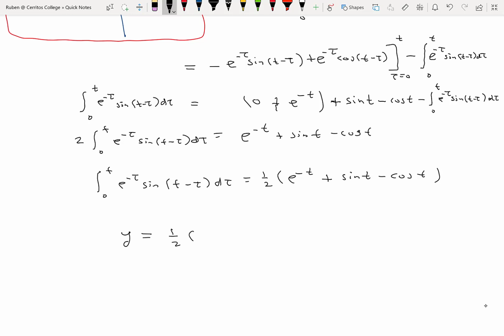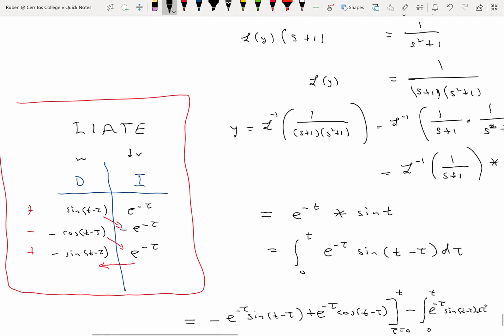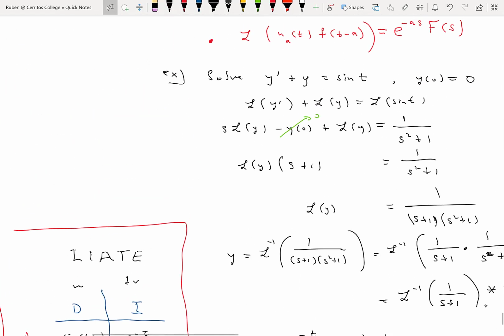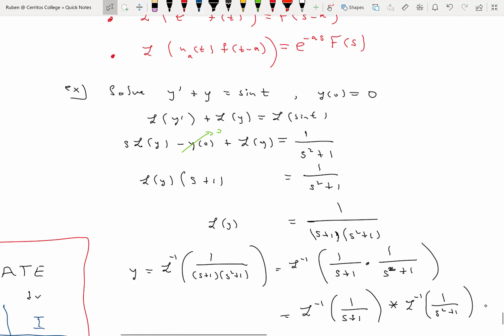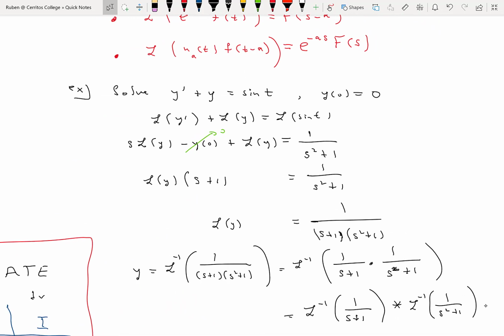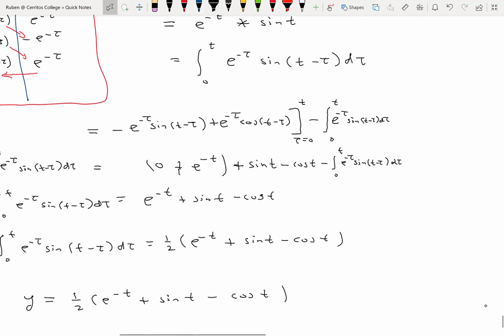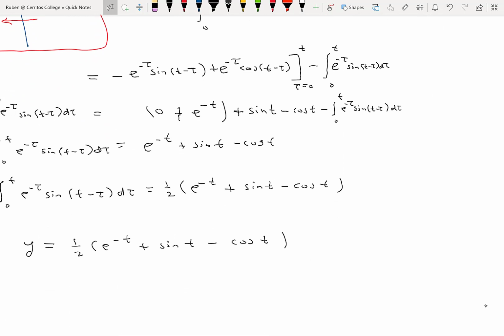We were looking for the inverse Laplace transform of our Laplace transform for our solution, and that's it. The solution to the initial value problem is indicated by the inverse Laplace transform, which is what we just found.